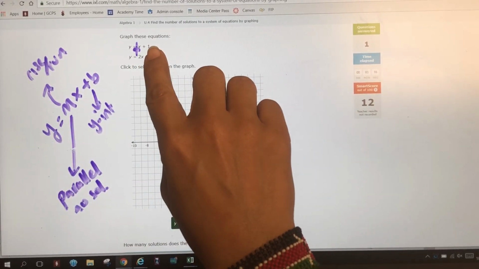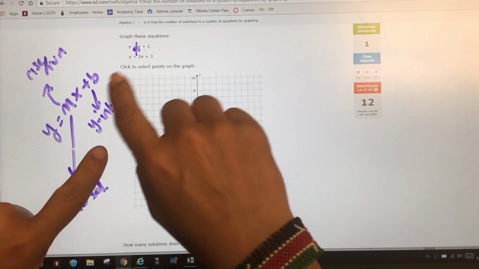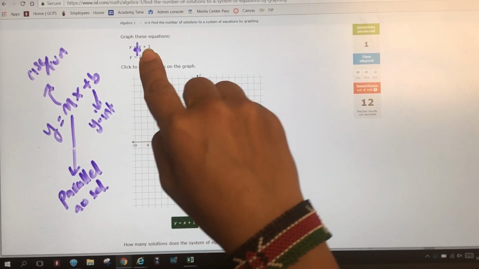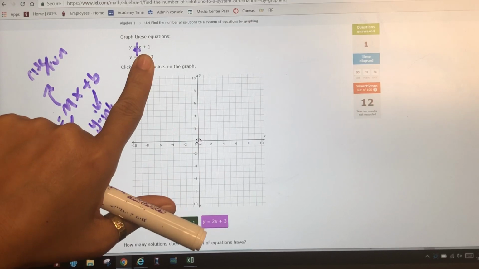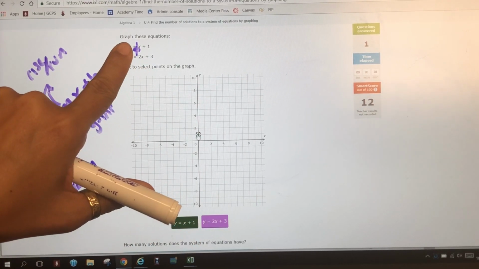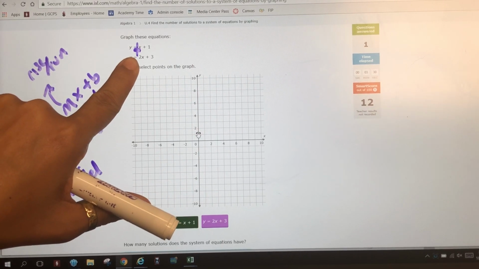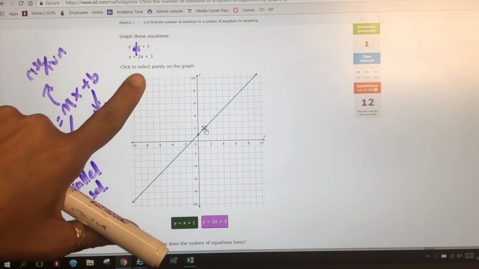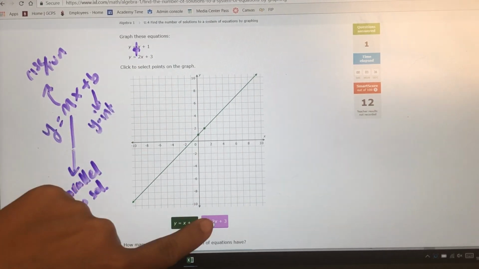And then plus the y-intercept. So this is the y-intercept because plus b. So this is where it crosses the y-axis. So you're going to go to plus 1 on the y-axis, which is right there. And then you're going to rise 1 and go over 1. So rise 1, go over 1, and put your point there. And that's your line.